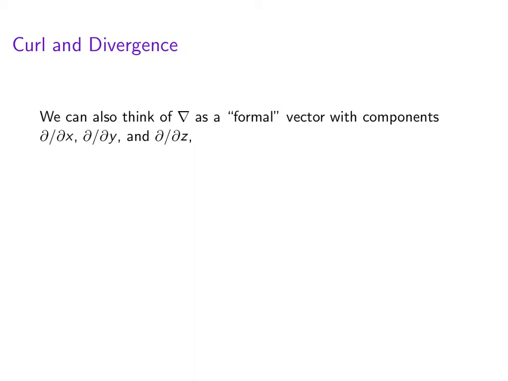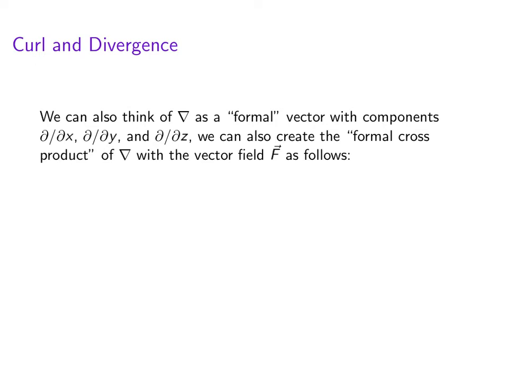Now we can also think of del as a formal vector. So it's not really a vector, it's kind of just a formality. The components are ∂/∂x, ∂/∂y, and ∂/∂z. You see, in a vector, really, the components should be objects, whereas here we're thinking of the components as being verbs, things that take action. So when you write ∂/∂x, that means compute the derivative with respect to x.